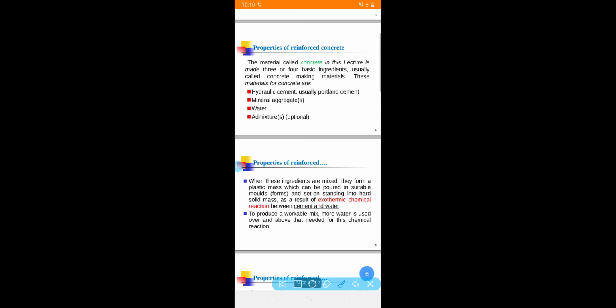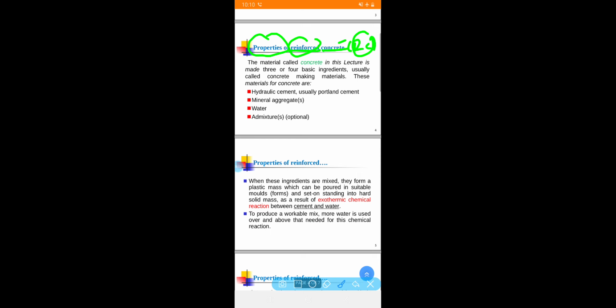So what is the property of this one, and its abbreviation is RC. RC is nothing but reinforced concrete. So adding the concrete and the reinforcement is known as RC. So adding these two, what is the property of that one? This is our main point which we are going to discuss today.